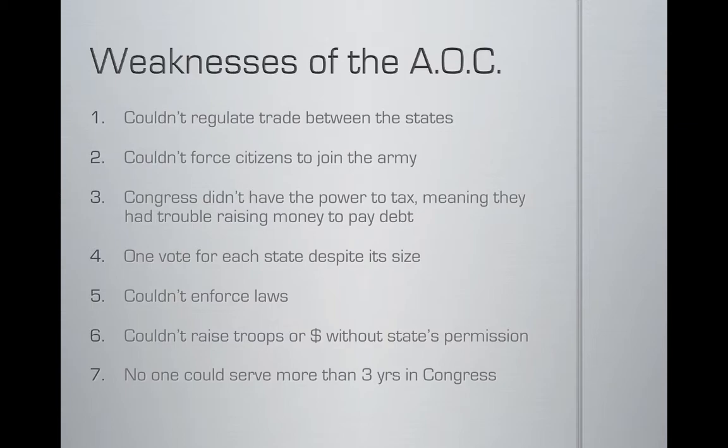They couldn't raise troops or money without states' permission. So once again, you have to go to South Carolina. Hey, will you guys lend us money? No? Oh, okay. And of course, could be seen as a positive or a negative, but the fact is that if you were in Congress, you could only serve for 3 years maximum. But you would have to be reelected every year.